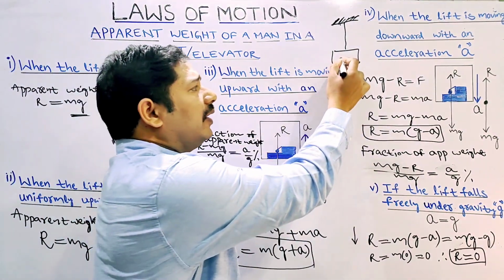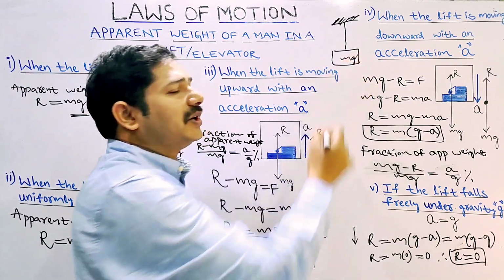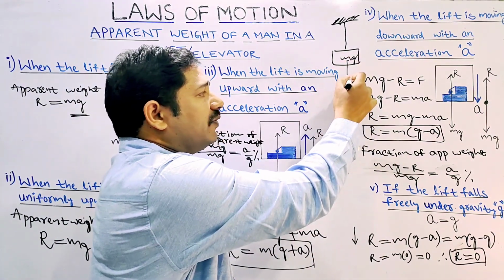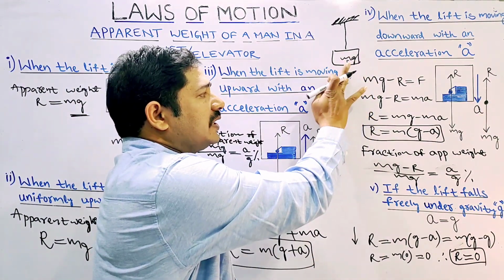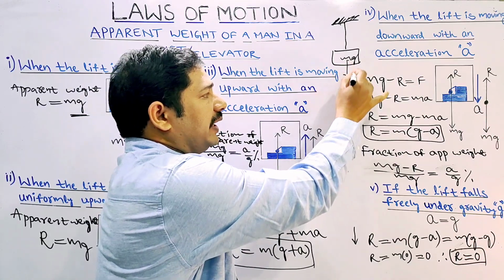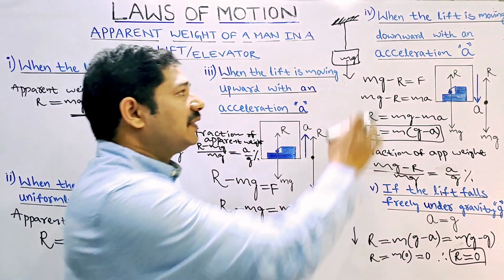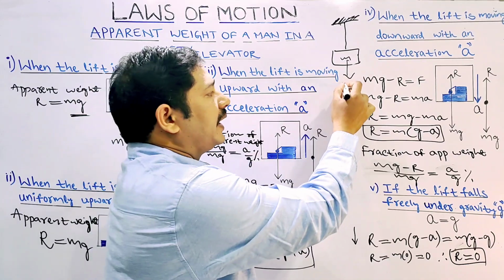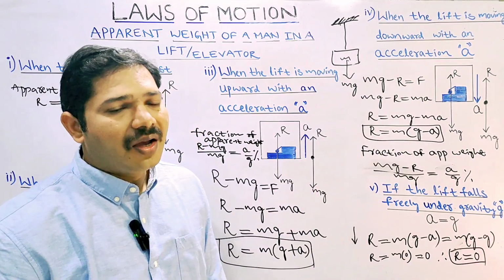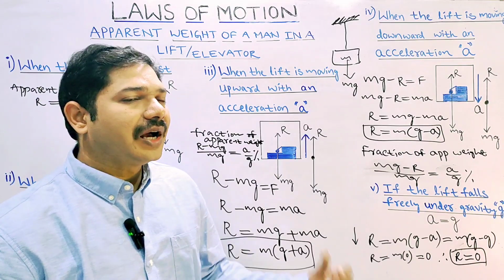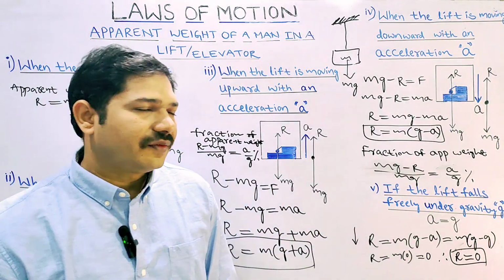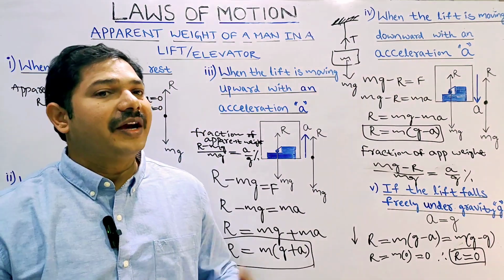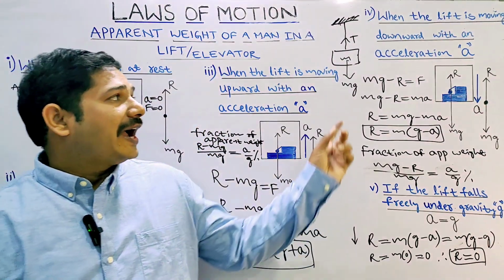So what happens? The body weight is mg, and this mg acts vertically downward. The mass of the body is m, and the weight of the body acts vertically downward, mg. At the same time, the apparent weight, which we took earlier as the exerted reaction force, here we have to take as the tension in the string, which acts upward.